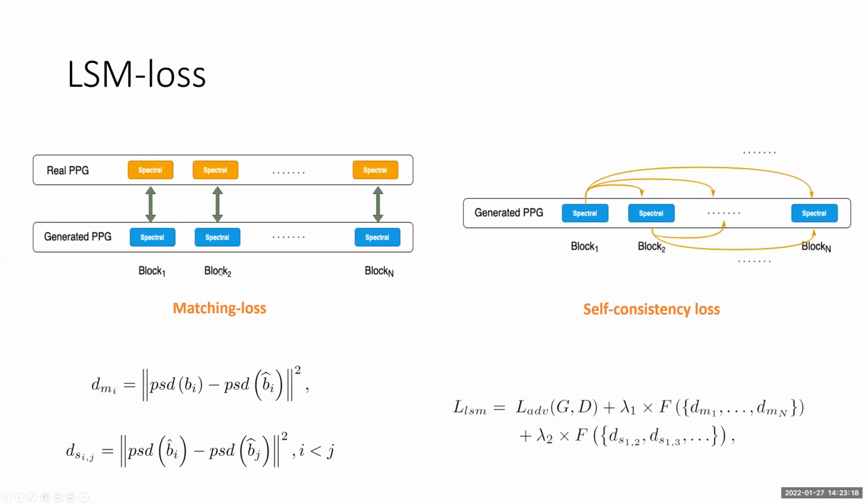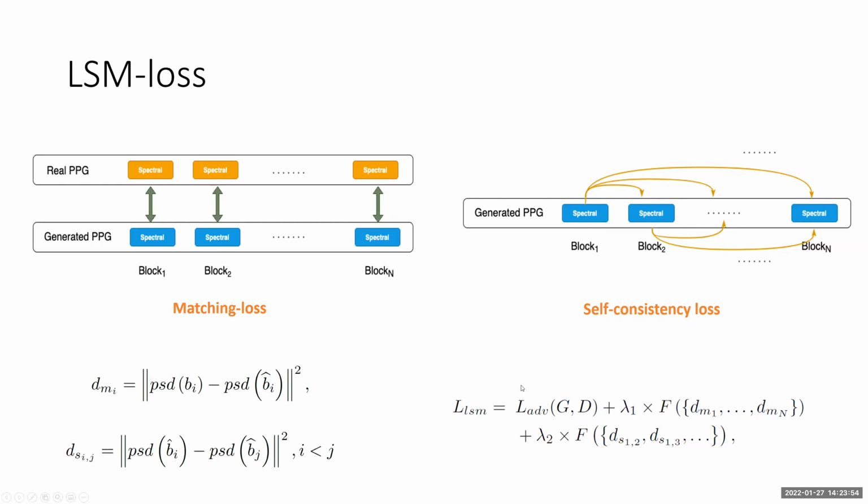As you can see in the left figure, we first cut each PPG signal into several equal length blocks. For the blocks with the same index in the real PPG and the synthetic PPG, we will calculate the distance between the matched blocks in the frequency domain. We will also calculate the difference between blocks within one generated PPG, and we call it self-consistency.